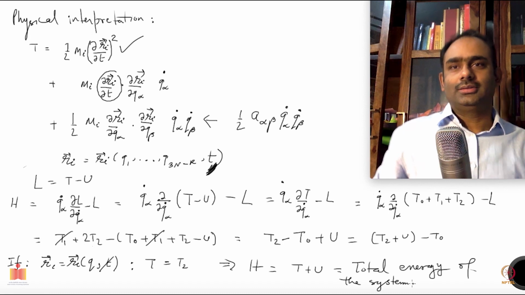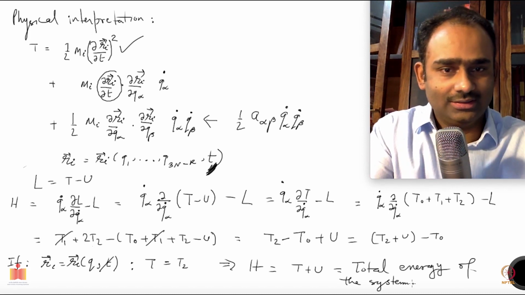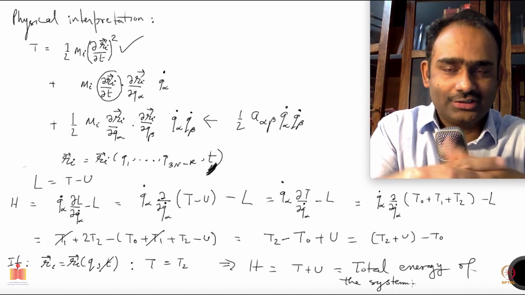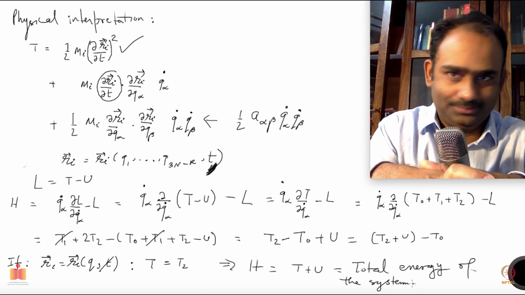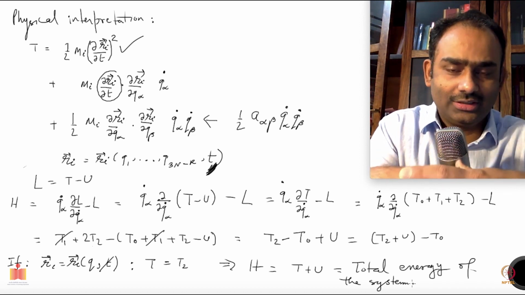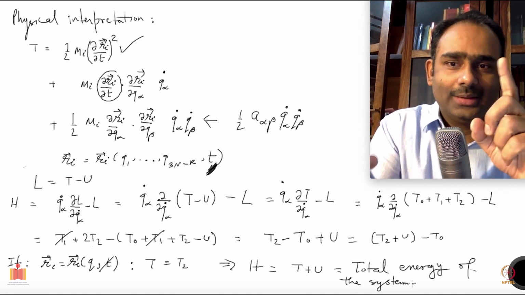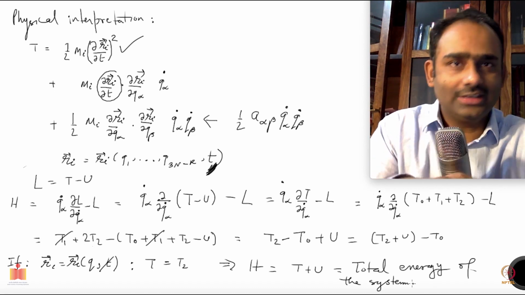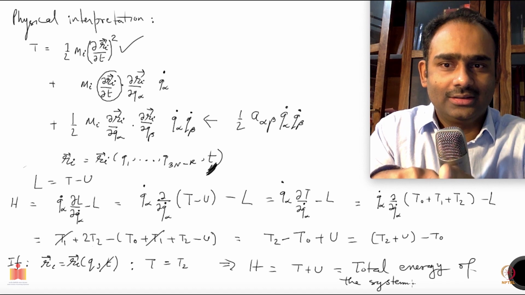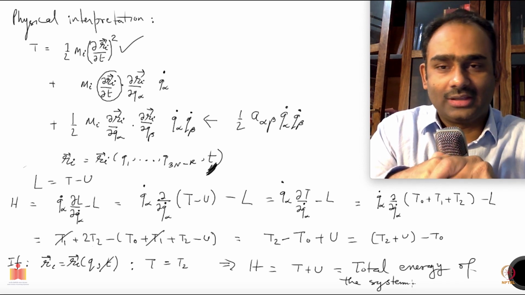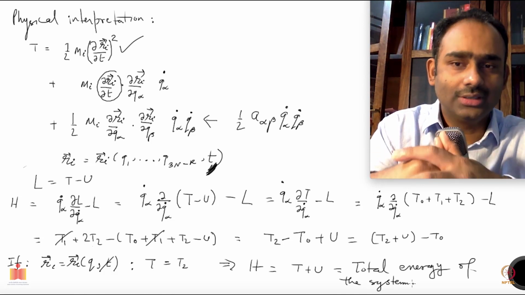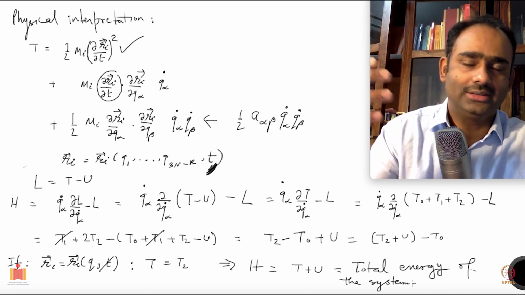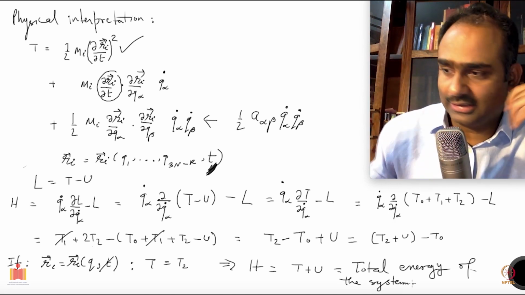So in general, H, the Hamiltonian, does not have this interpretation of total energy. But whenever your system does not have explicit time dependence in the Lagrangian, and also when you are going from the Cartesian coordinates to the generalized coordinates you do not require any explicit time dependence in going from R to q's, then your Hamiltonian is the total energy. In that case you can interpret the Hamiltonian to be the total energy.